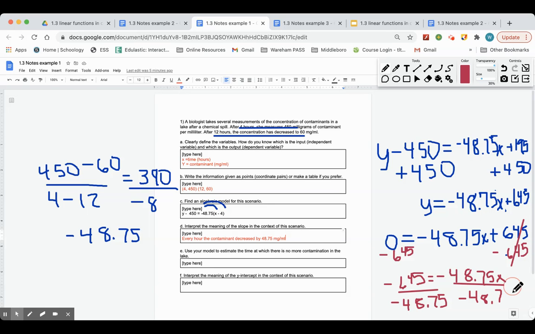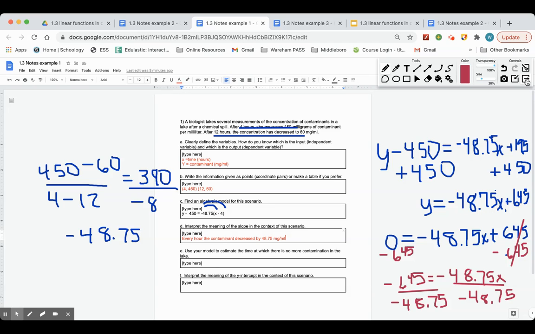And again, I would suggest that you use a Desmos calculator, and at the end I'll make sure that you are comfortable finding that link. So let's take 645 and divide it by 48.75, and we get about 13.23 hours, okay? So it's going to take a little bit more than 13 hours and 23 hundredths, or close to a quarter of an hour.